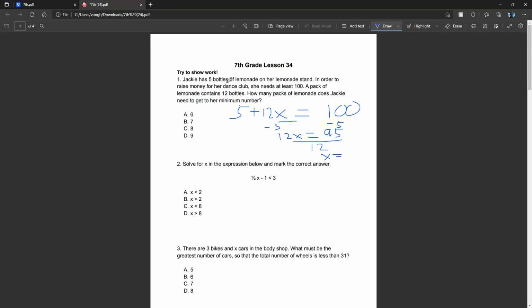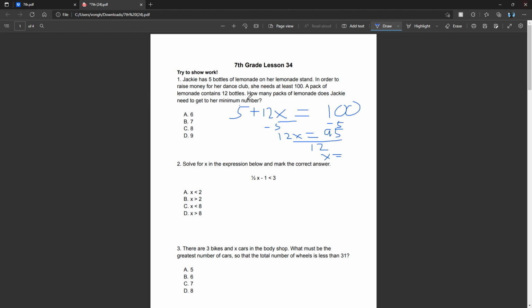This is a summary worksheet for lesson 34, and I'll be going over it. Jackie has 5 bottles of lemonade on her lemonade stand. In order to raise money for her dance club, she needs at least 100. A pack of lemonade contains 12 bottles. How many packs of lemonade does she need?